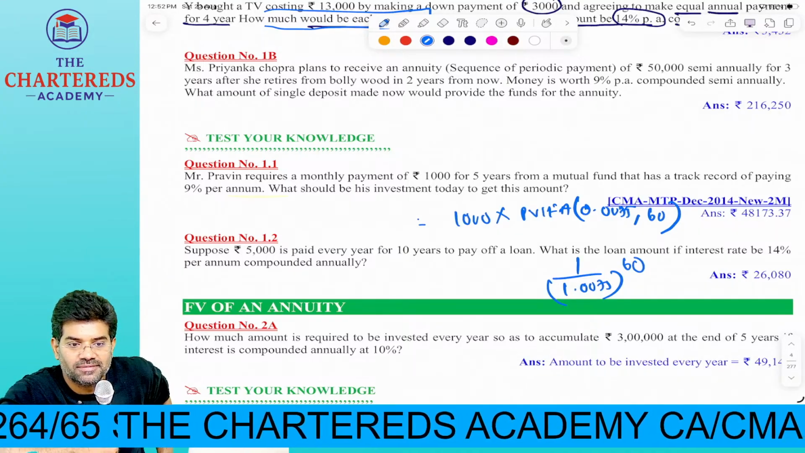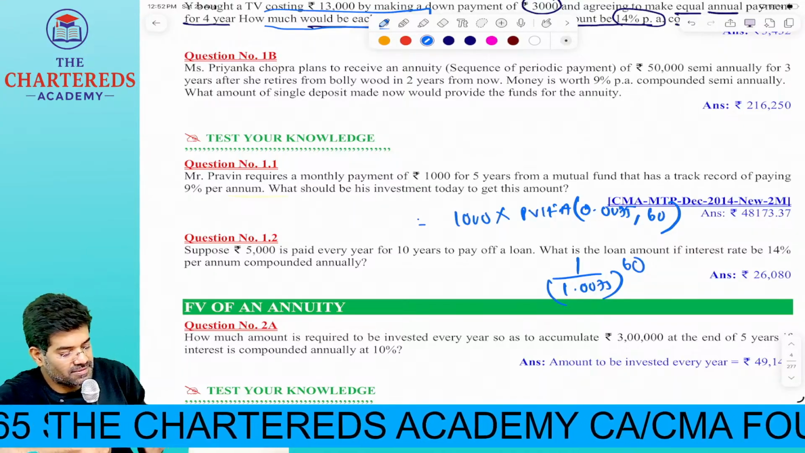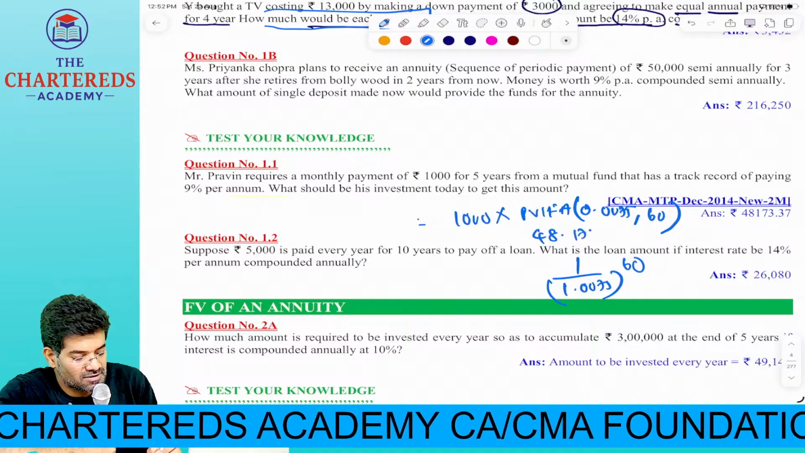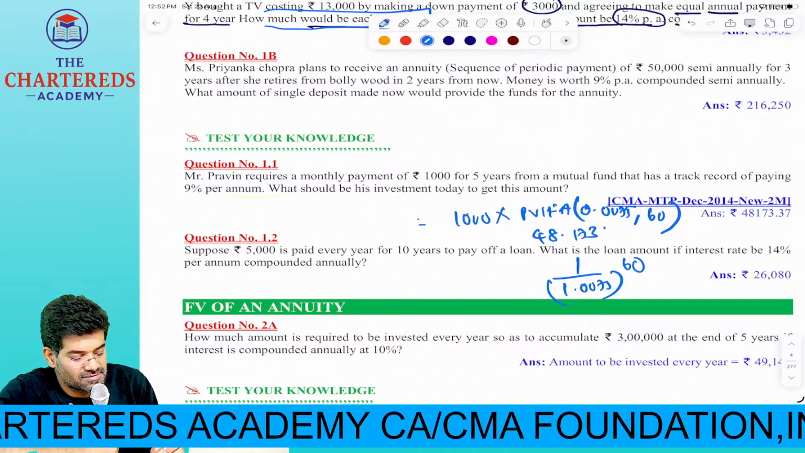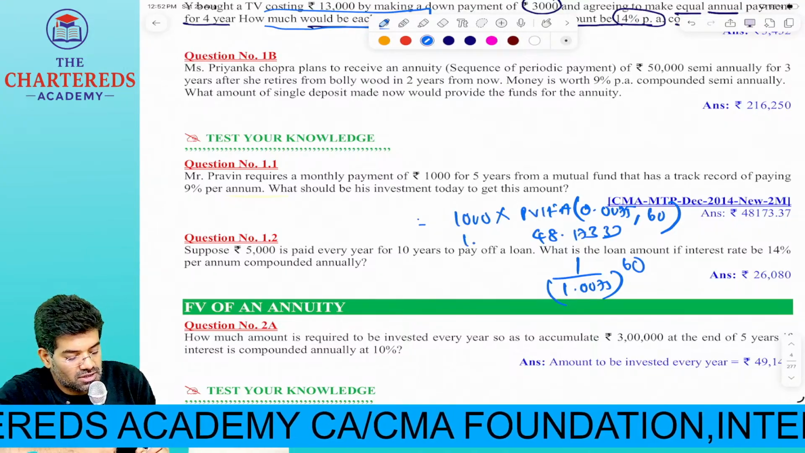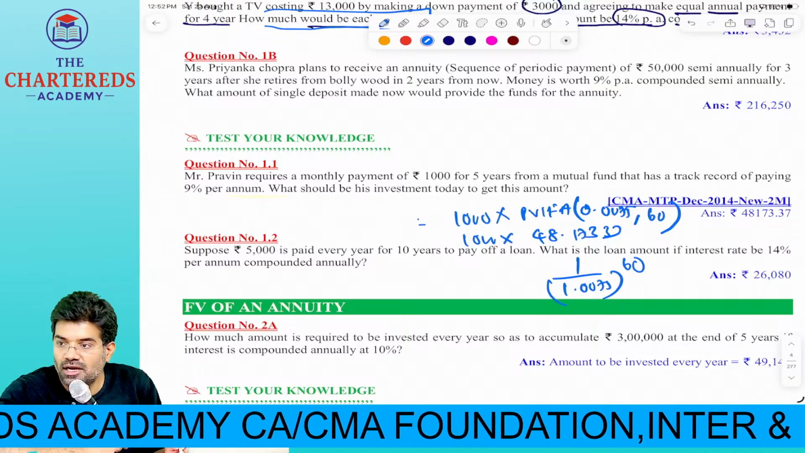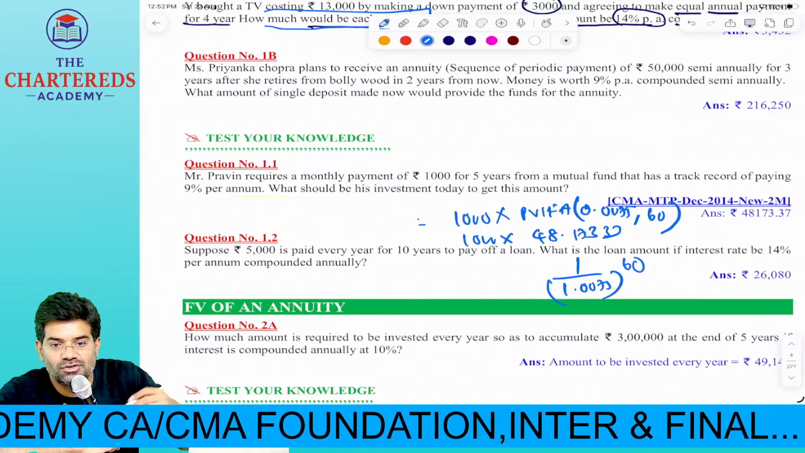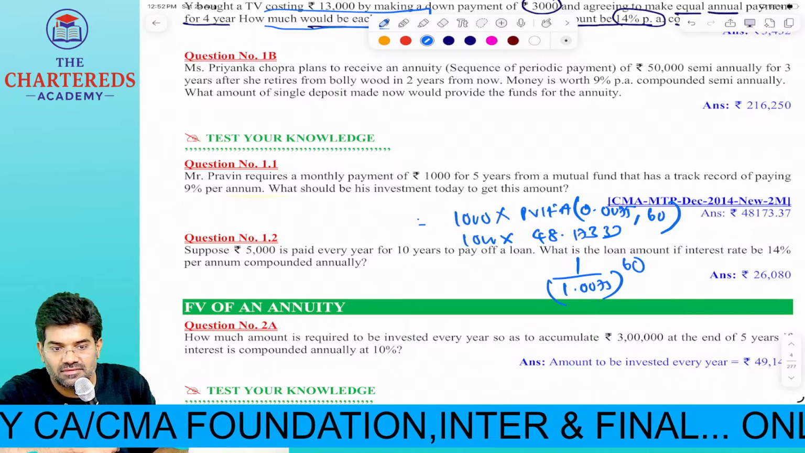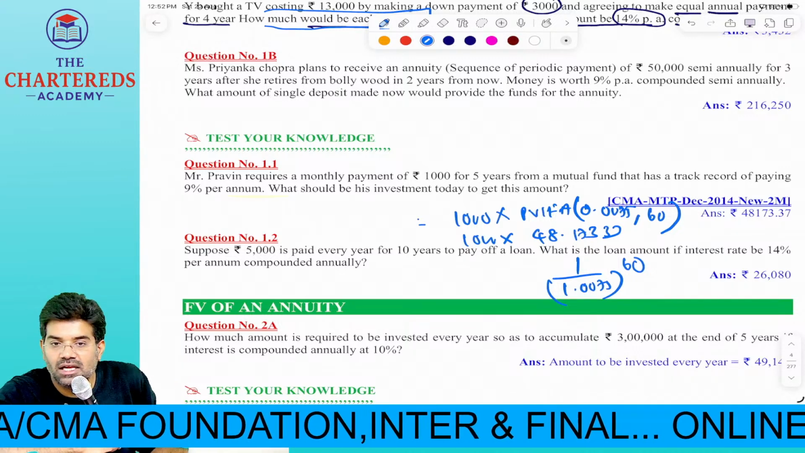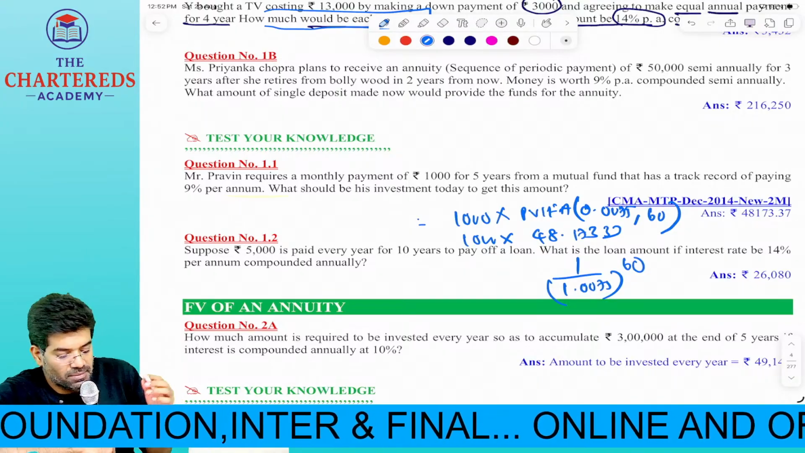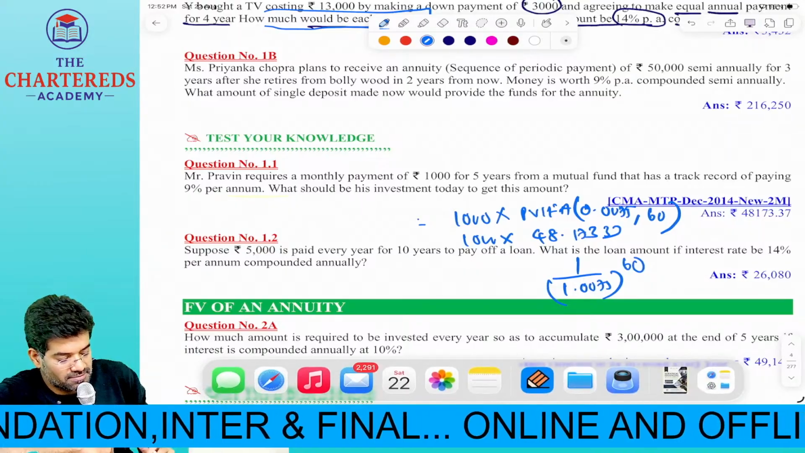How much you got, ma? 48.17. So 1,000 into 48.1737. If you multiply, how much you are getting? How much you should invest today? Yes, that is the amount you have to invest. Understood? Present the answer 1.1.